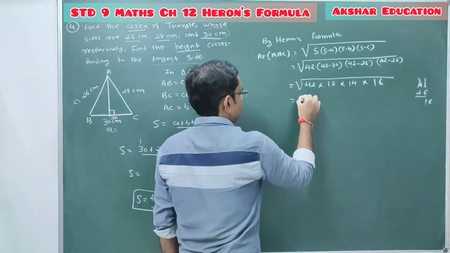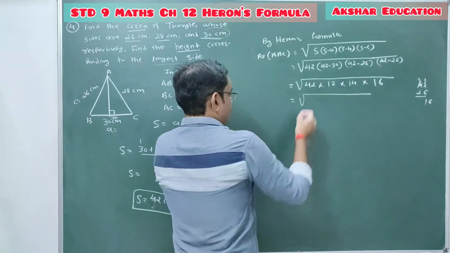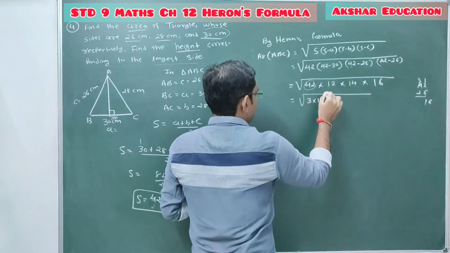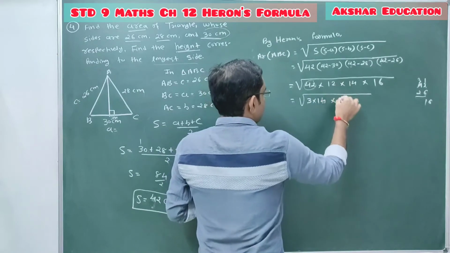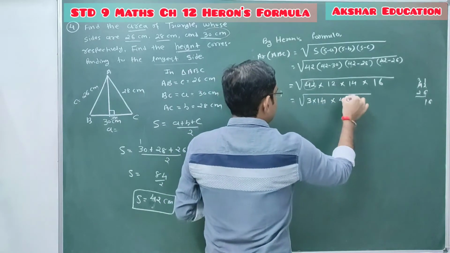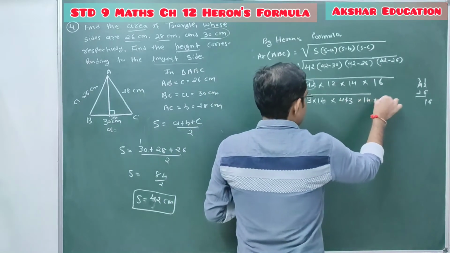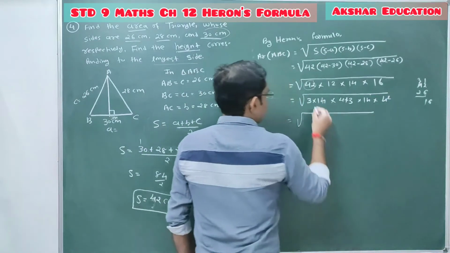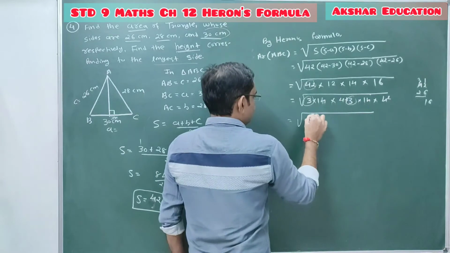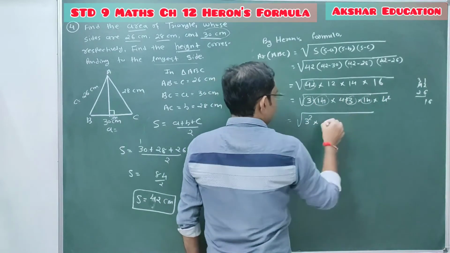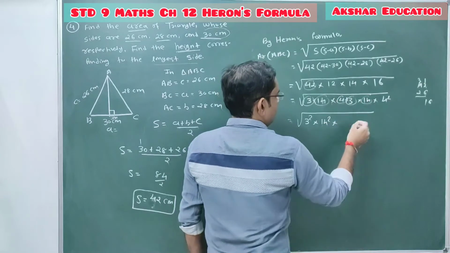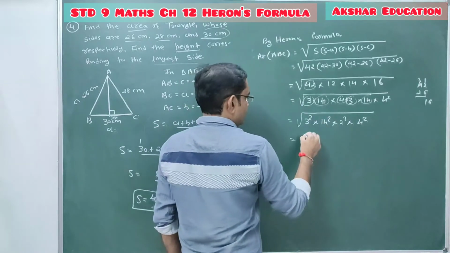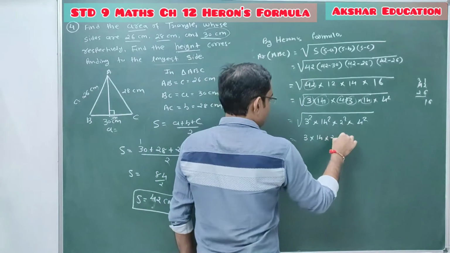So here you have to write the perfect square numbers. This 42 is nothing but 3 14s are 42. This 12 is 4 3s are 12. 14 as it is, and this 16 as 4 square. So this is the perfect square number: 3 into 3 is 3 square, 14 into 14 is 14 square, 4 is 2 square and 4 square. Remove this square root and square, so we are getting 3 into 14 into 2 into 4.